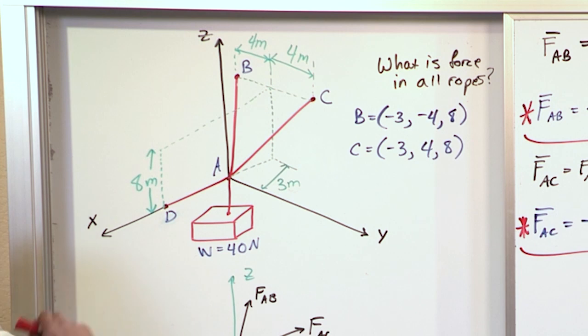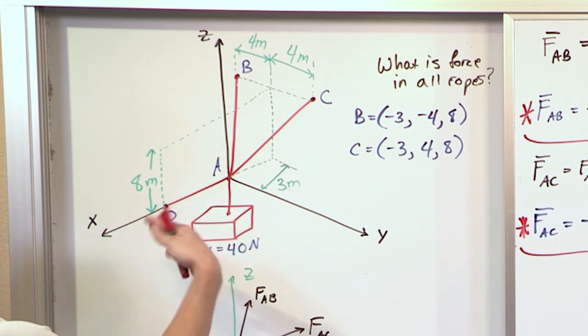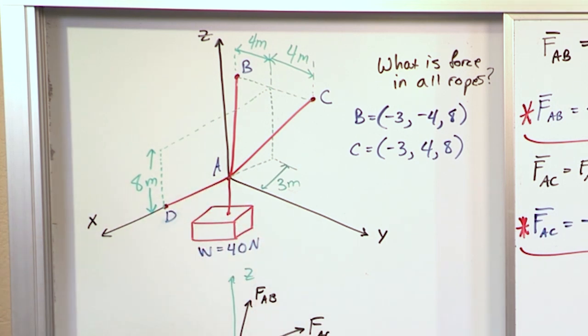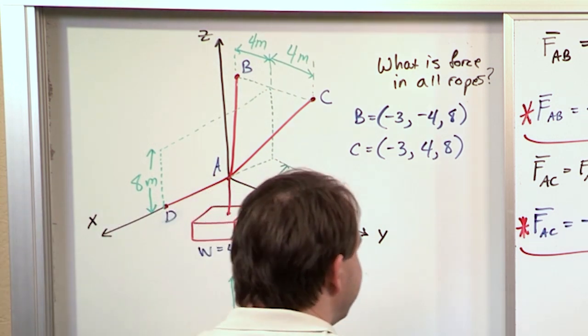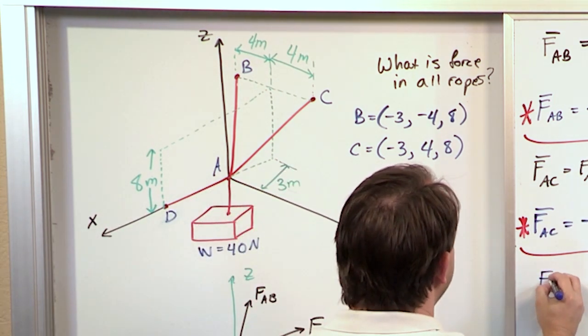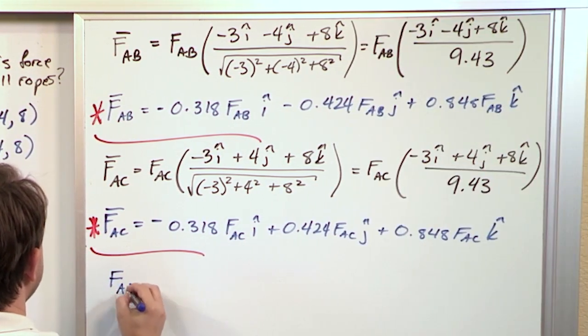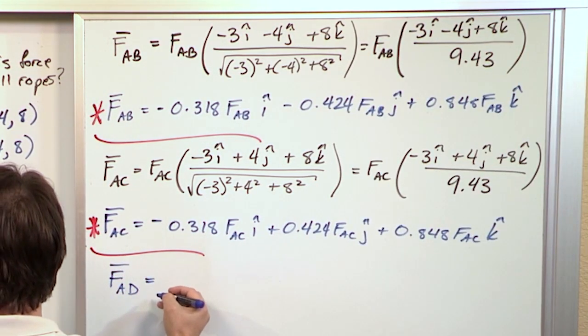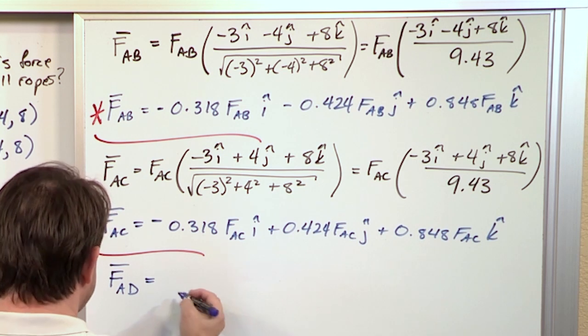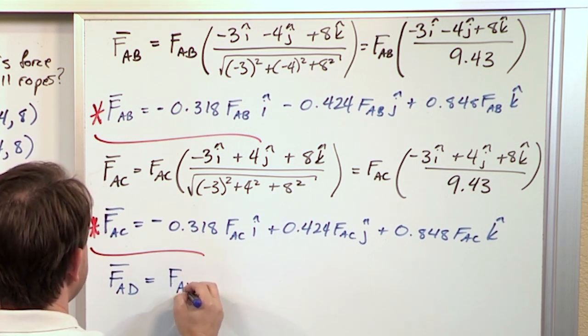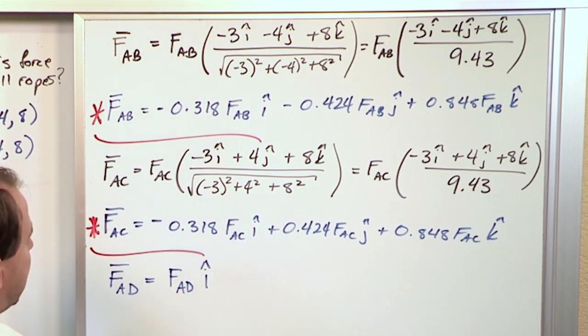It lies purely along X. So the unit vector in this direction is just the X direction, or the I hat vector. So you don't even really need to do a calculation. The force that lies along AD is simply, in the positive direction, whatever the tension AD is, lying purely in the I direction.